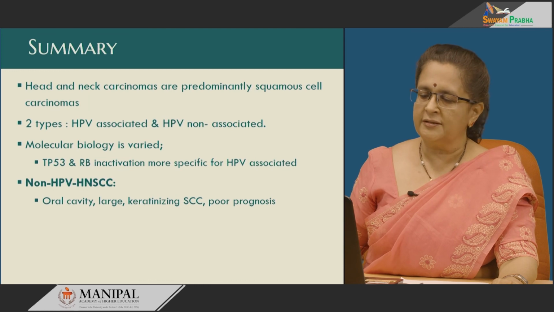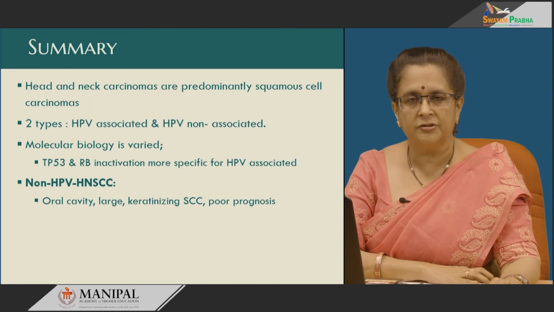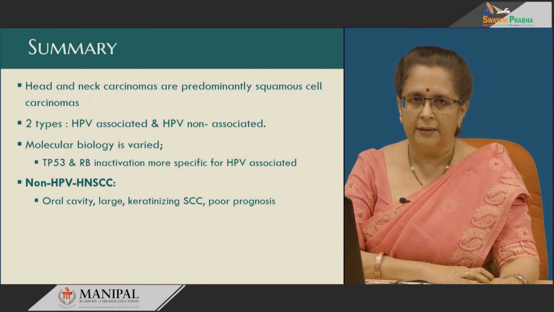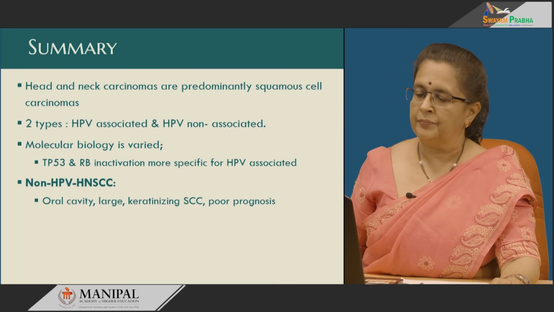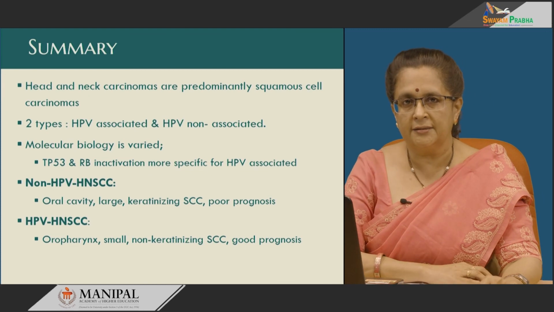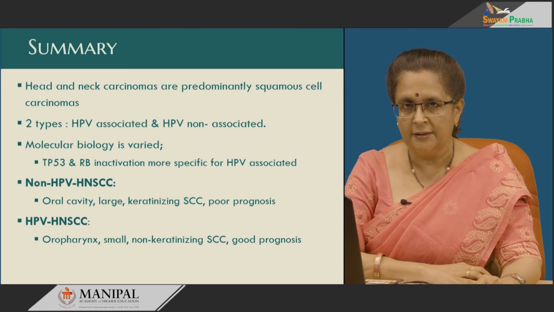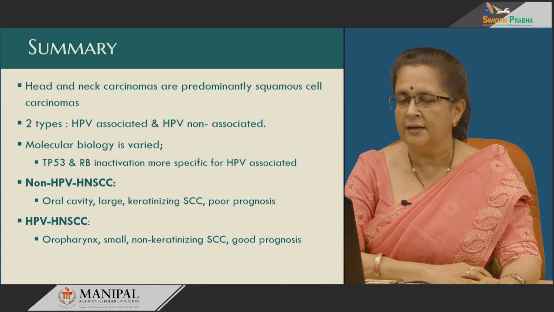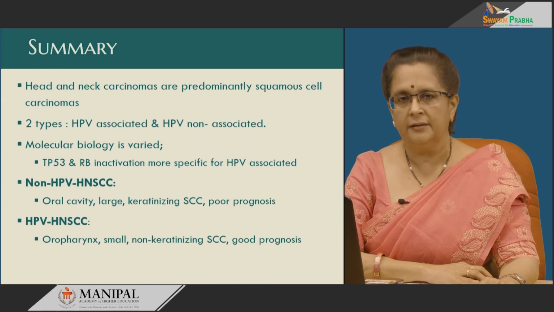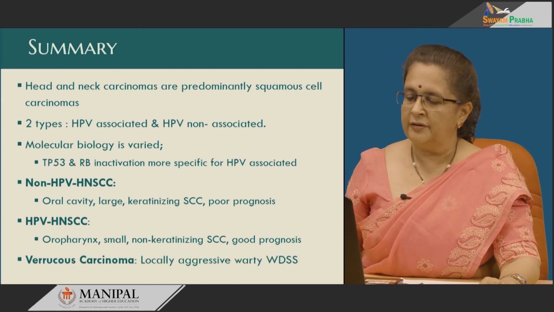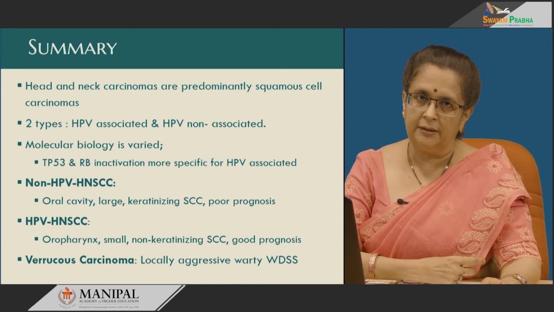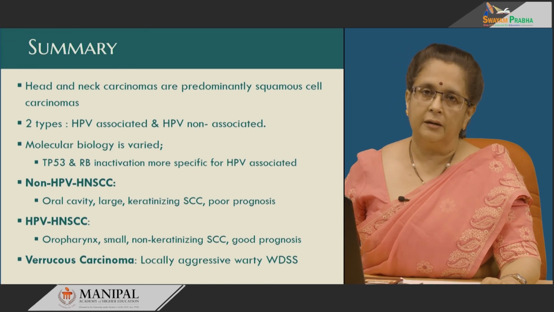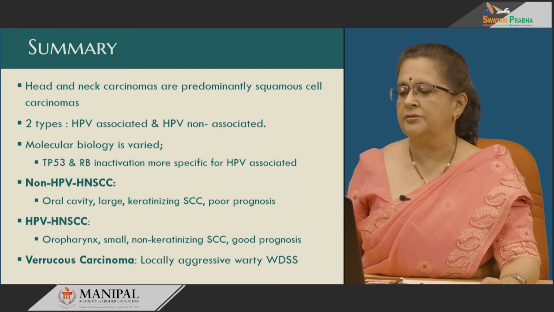Now, non-HPV associated squamous cell carcinomas are more common in the oral cavity. They are large, they are keratinizing, and they have poor prognosis. The HPV associated carcinomas are more common in the oropharynx. They have basaloid cells with lymphocytes and they are non-keratinizing with good prognosis. So, with that we finish with the verrucous carcinoma, which has excellent prognosis, but is a locally aggressive variant of well differentiated squamous cell carcinoma.